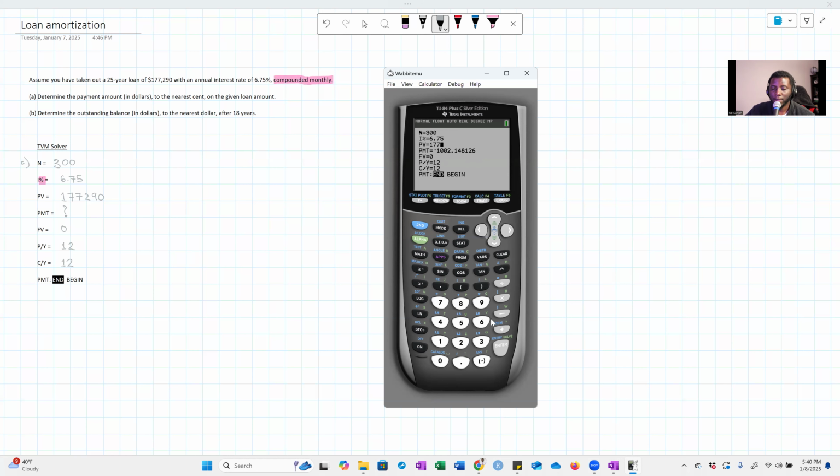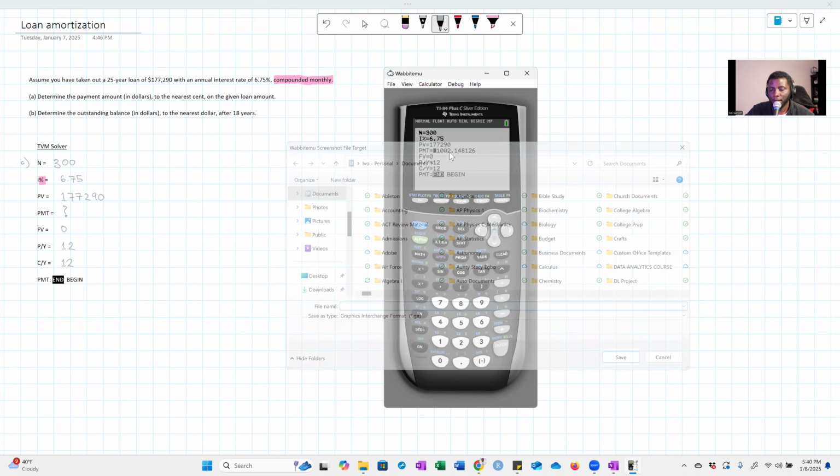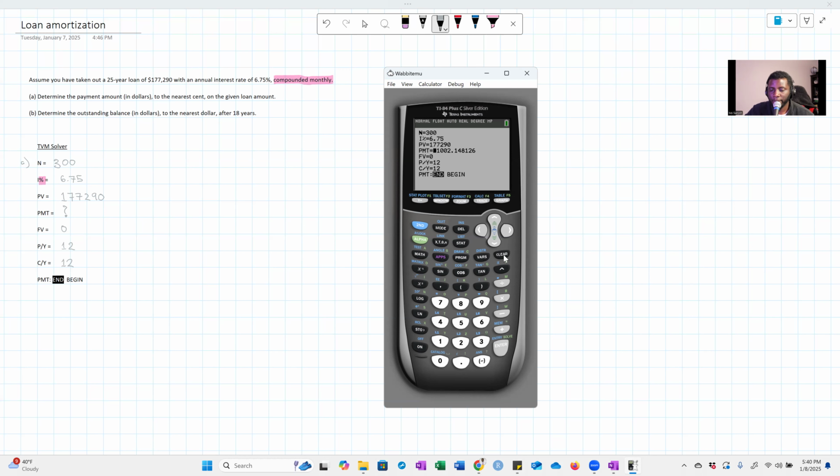The present value is 177,290. The payment is what we're trying to find. I'll skip that for now. Whatever you're looking for, you can just skip around. Don't put a zero in there or clear out everything, because if you do, it would give you some kind of error. If you do clear, it will not let you move up or down. So at least put something there.